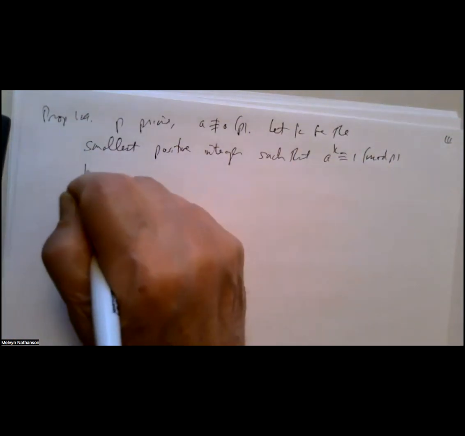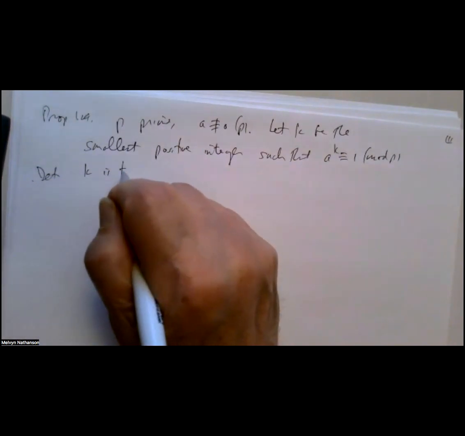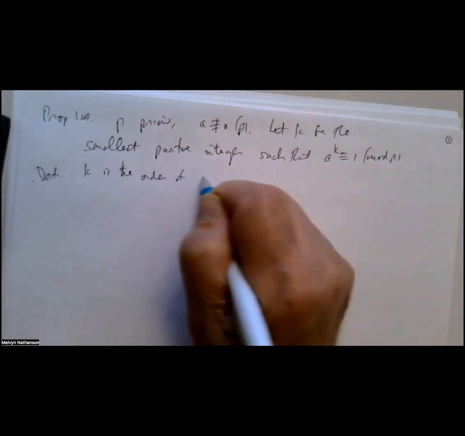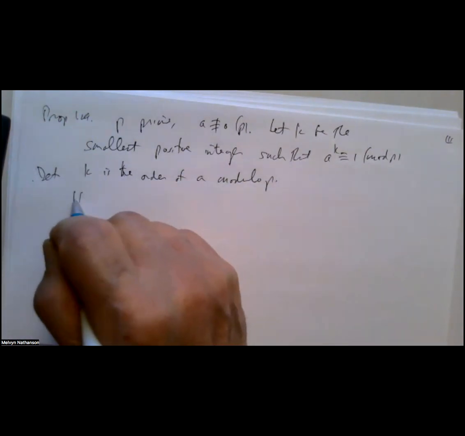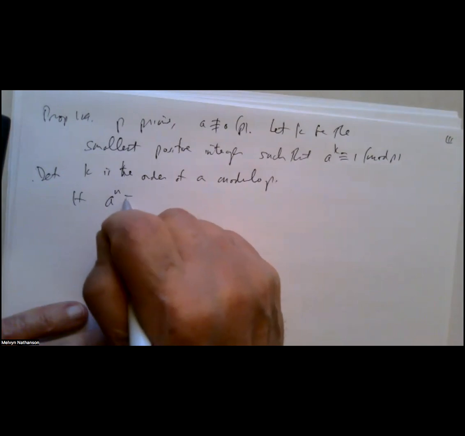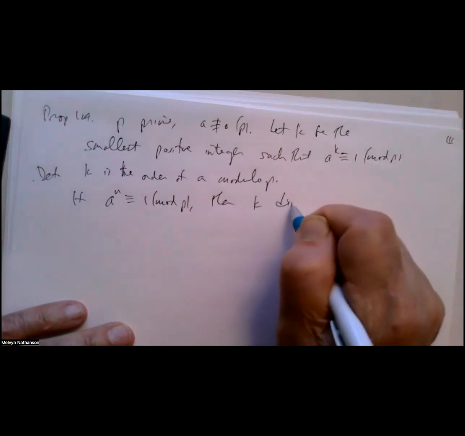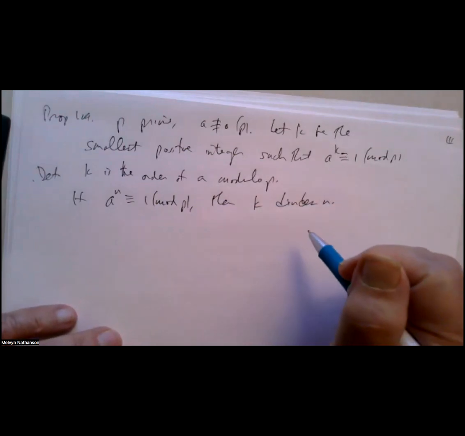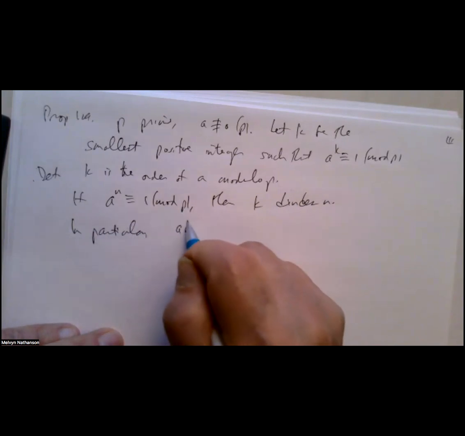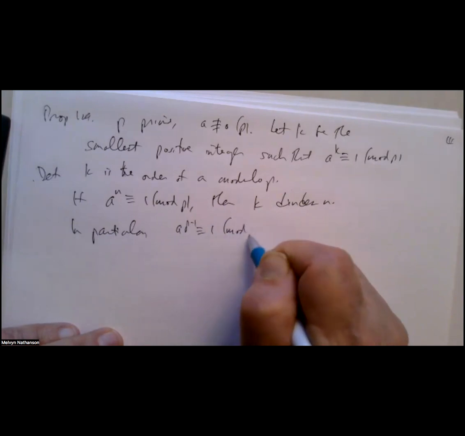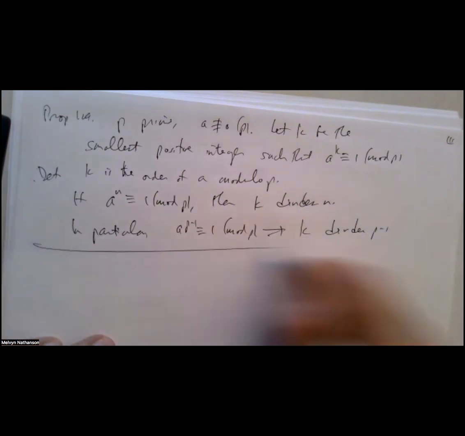So we call this, so this is just sort of a definition, k is called the order of a modulo p. If n is any integer such that a to the n is congruent to 1 mod p, then k divides n. So in particular, a to the p minus 1 is congruent to 1 mod p. So k divides p minus 1.